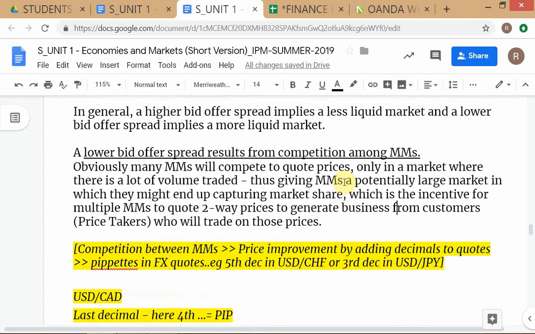Are you following? The more liquid the market, more players translates to more liquidity. More liquidity translates to tighter bid offer spreads. Are you following the logic? Yes. Okay. And then tighter bid offer spreads translates directly to benefits to end users, like corporate customers.